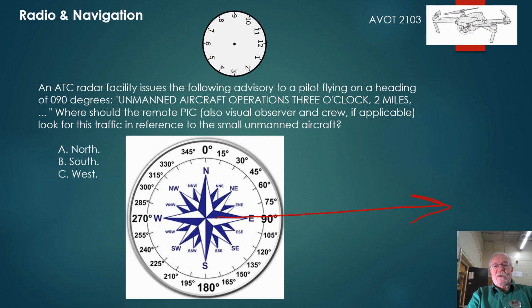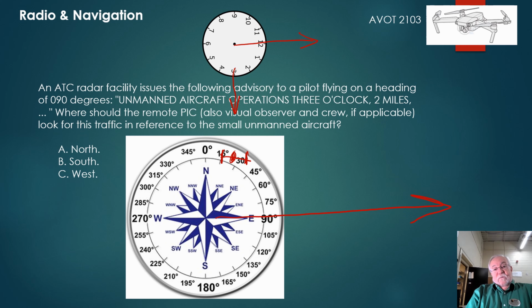Unmanned aircraft operations 3 o'clock, 2 miles. So the front of the airplane's this way. Which way is he going to look? Well, 3 o'clock would be he's going to be looking this way. So he's looking for you that way. But the question doesn't ask you what he's doing. It asks where should the remote PIC, visual observer, and the crew, if applicable, look for the traffic in reference to the small unmanned aircraft. Okay, so you're down here somewhere, 2 miles. So from between there and there, let's just say here's Mr. Drone right there. There you are flying your drone.